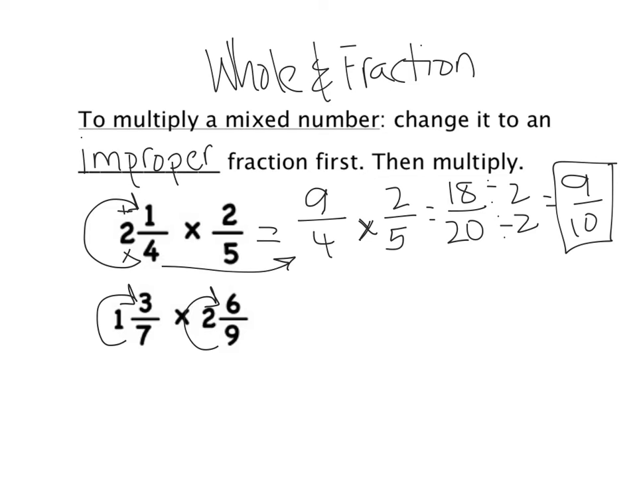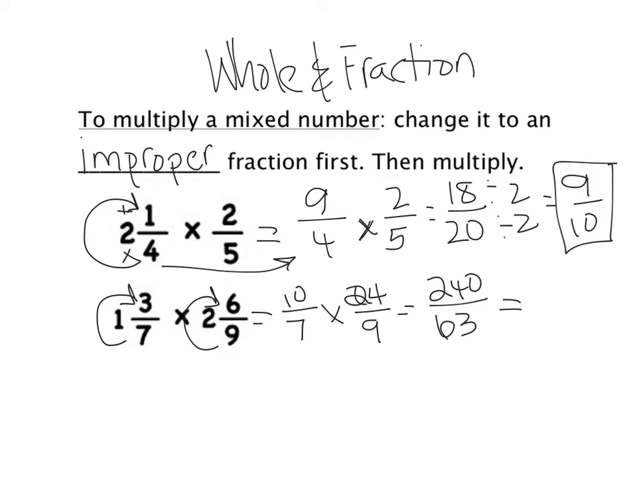7 times 1 is 7, plus 3 is 10. Denominator stays the same. 9 times 2 is 18, plus 6 is 24. Oops. Over 9. So now I have 240 over 63, I think. How many times does 63 go into 240?